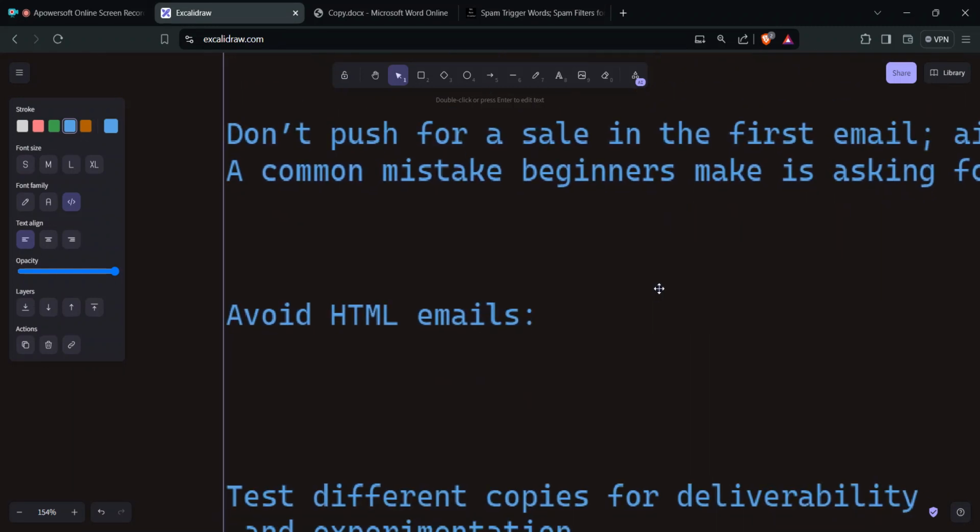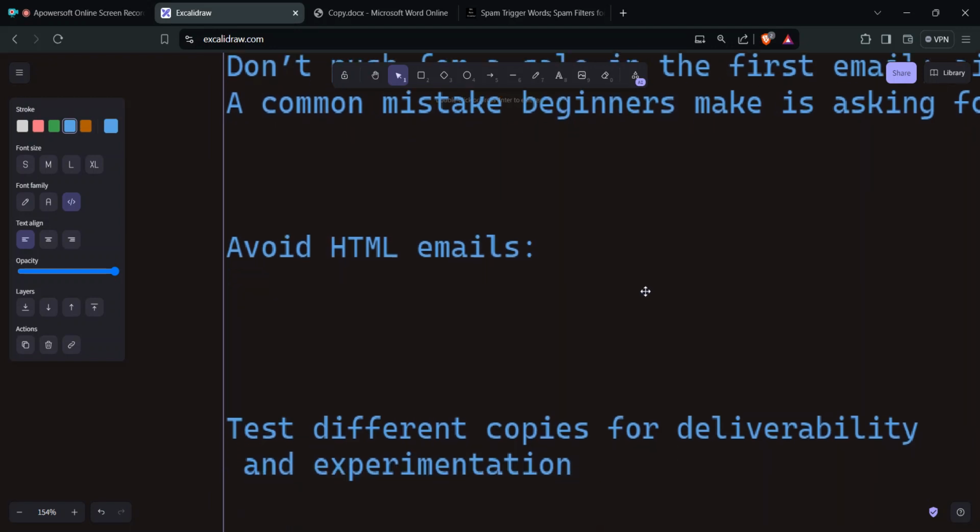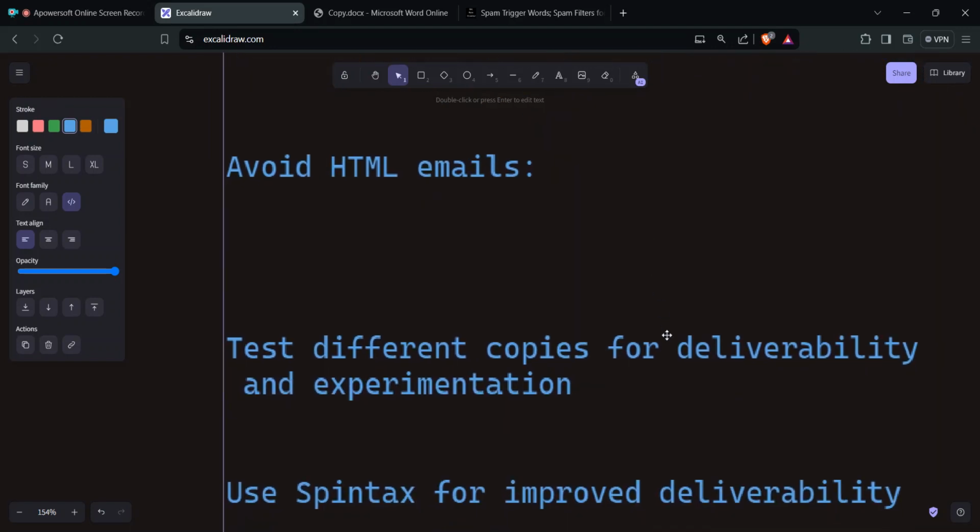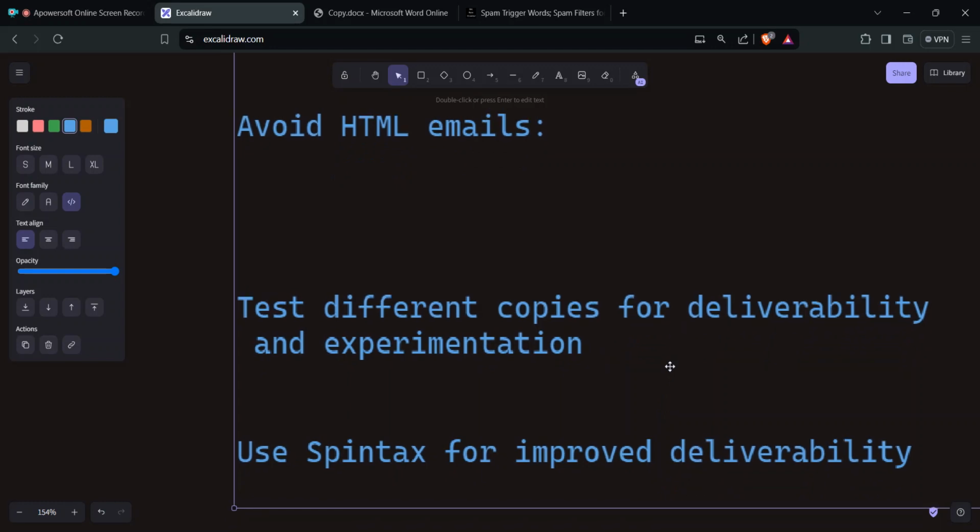Again, we said initially in our first one, avoid using images. Here I'm saying avoid using HTML emails. Keep it plain text, no HTML at all. Also, test different copies for deliverability and experimentation. For you to be sure how your copies are doing or which message is better, you may want to have several copies of the same to see which one is performing better than the other. This is the A/B testing. It is also very critical.